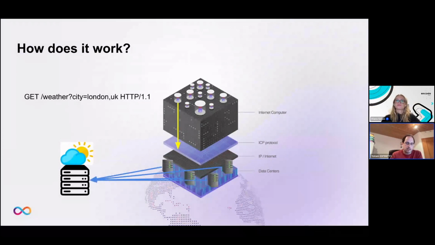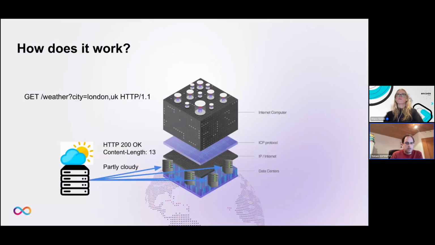Each node issues the same request to the remote server. So the server does not get one request, it actually gets 13 or whatever number of nodes there are on the corresponding subnet where the canister runs. Then the server responds to each one of them. And let's say it responded with this response.